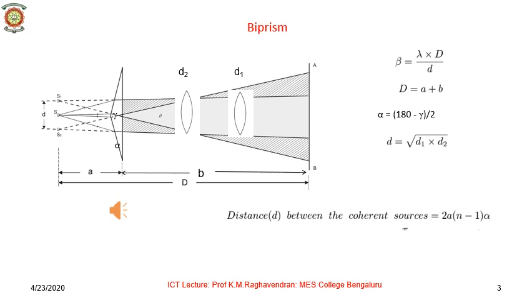It is also possible to write this distance d in terms of the refractive index of the material of the biprism, the distance between the biprism and the slit, and the angle alpha. This formula shown in the slide is d equal to 2 times a times n minus 1 times alpha.